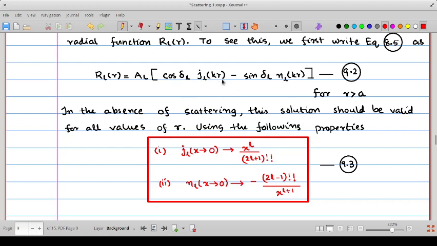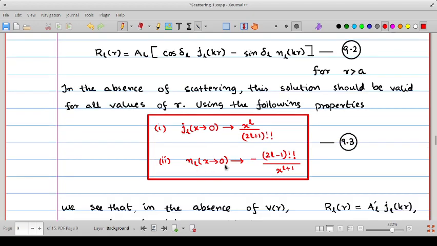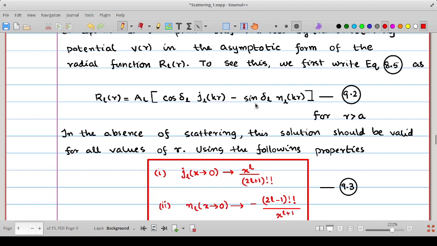To find the asymptotic form of this solution as r tends to 0, we can use the asymptotic form of the spherical Bessel function and the spherical Neumann function. So j_l as x tends to 0 goes like x^l/(2l+1)!!. And the spherical Neumann function as x tends to 0 goes like −(2l−1)!!/x^(l+1). Now as we can see, as x tends to 0, the Neumann function diverges. And therefore, this cannot represent a normalizable wave function, a wave function that has finite value at x equal to 0. And therefore, this part should be 0.